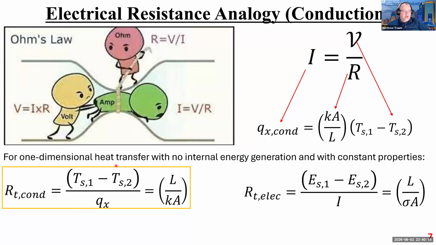So I say here, for one-dimensional heat transfer with no internal energy generation and constant properties, I can write this thing called R sub T cond. So T is thermal and cond is conduction. And I'm just taking this and dividing both sides by the temperature difference, right? So here's temperature difference over Q. And then what's left over is just L over kA. And that is my thermal resistance for conduction, right?